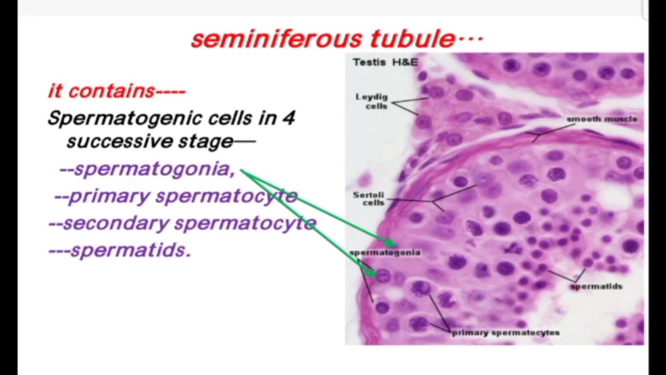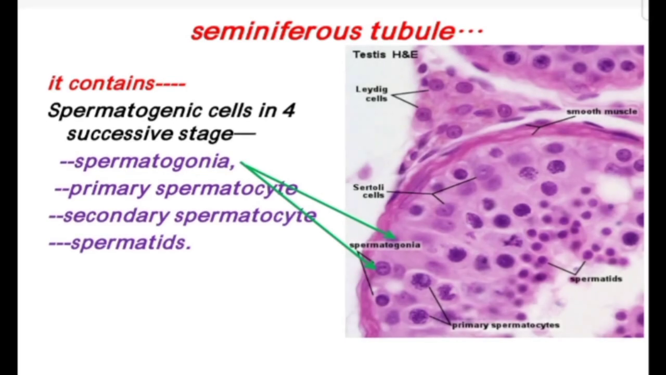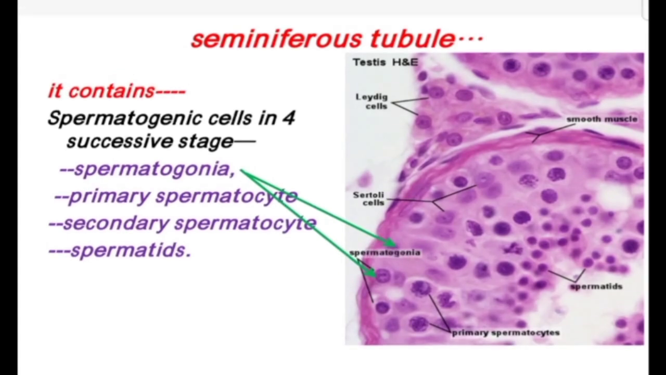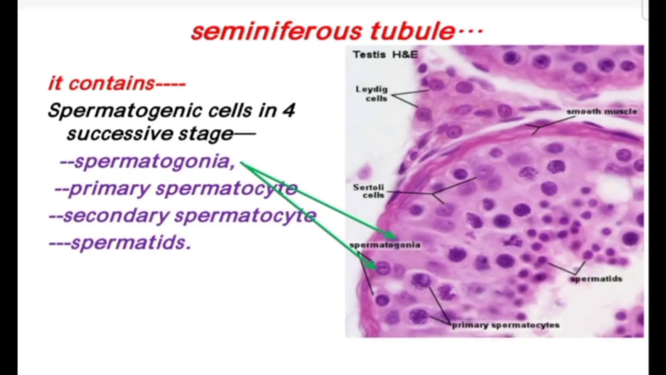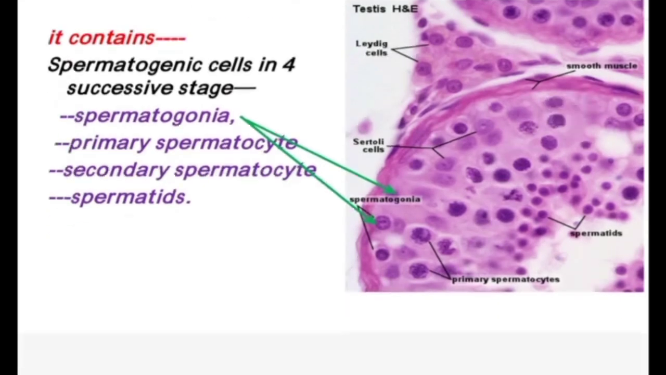This is the microscopic picture of the seminiferous tubule. When we see under the microscope, you will see that in the seminiferous tubule there are spermatogenic cells, and they are in 4 successive stages. These are the spermatogonia. Then we have got the primary spermatocytes. Then we have got the secondary spermatocytes, and towards the luminal side we have got the spermatids.